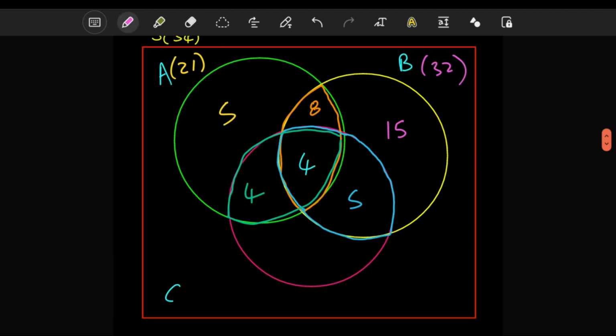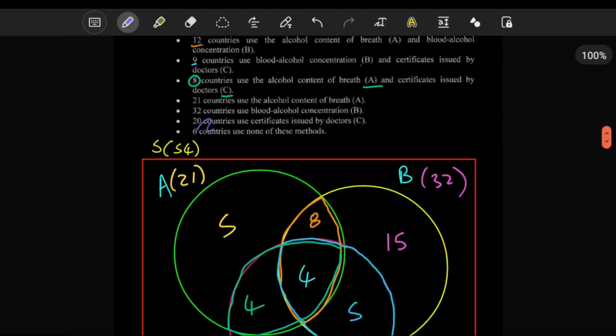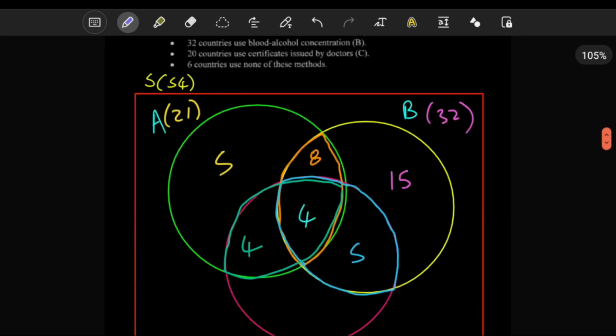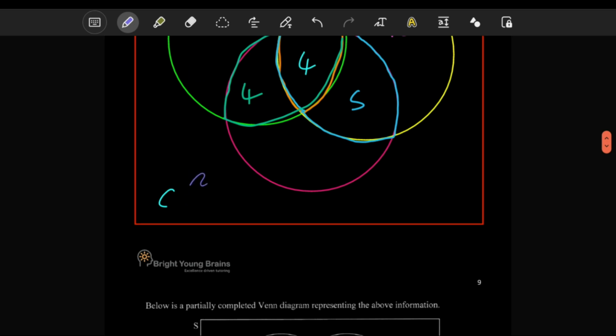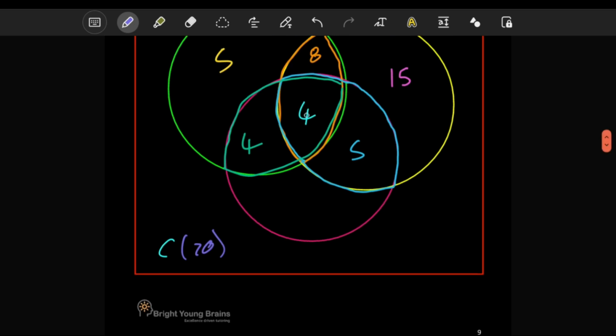And then here they said C. 20 countries use C. So wait, 20. Yep. This one is actually quite an easy thing now that I think of it. It's because this plus this plus this plus this should add up to 20. So it's like 9 plus 13. Yeah, 9 plus 4, that's 13. So this is going to be a 7.